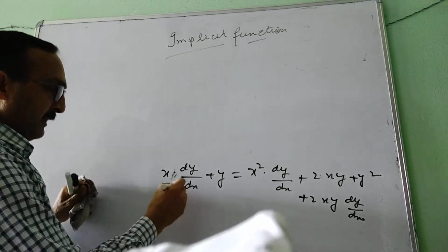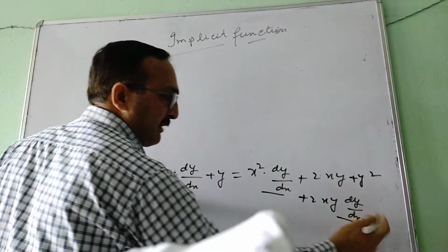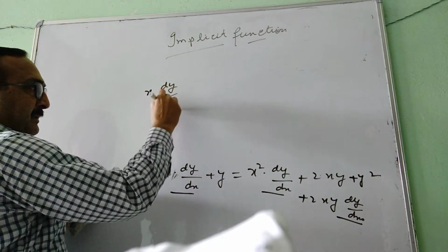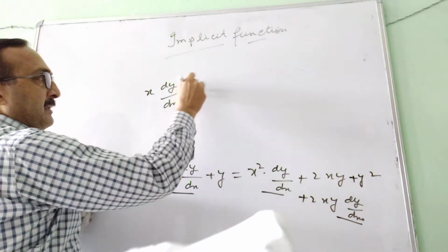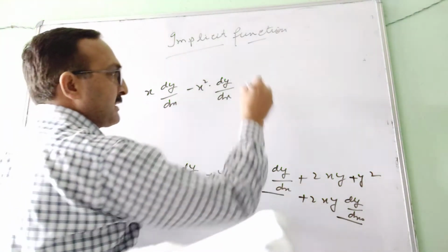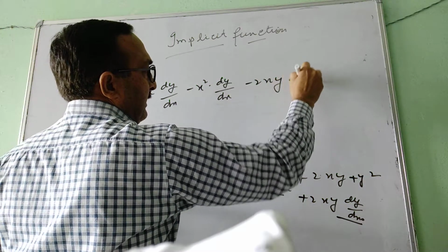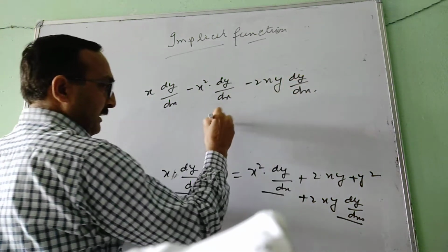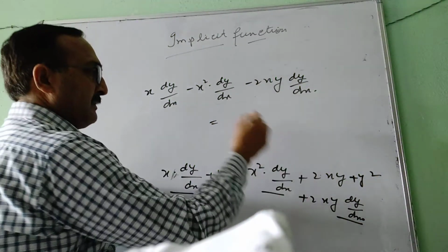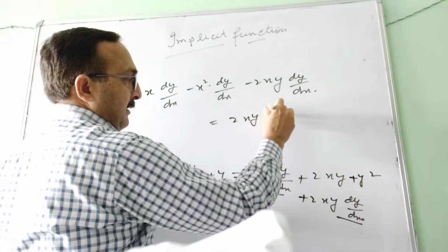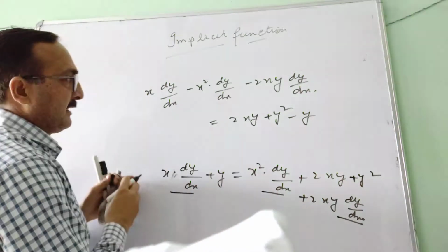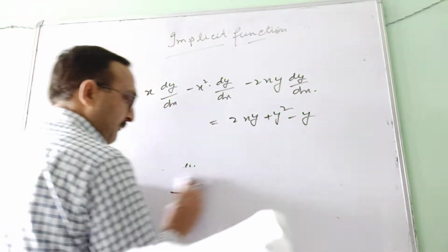After that we will separate the dy upon dx terms on the left hand side. Taking on the left hand side, dy upon dx times x, minus x square dy upon dx, minus 2xy dy upon dx, equal to the rest of the terms taken on the right hand side. What is the right hand side? 2xy plus y square, and this y taken as minus y on the right hand side. And now we further simplify.